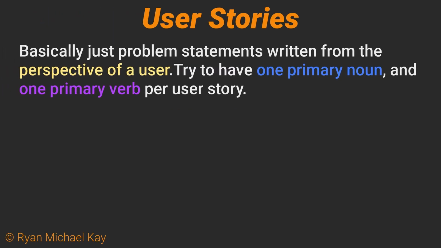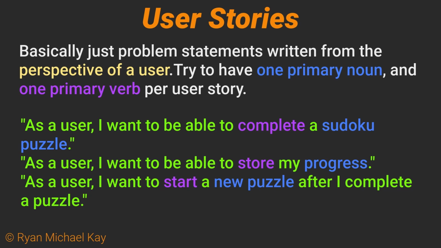User stories are essentially problem statements, but you write them from the perspective of your users. It is important to apply separation of concerns with each story. Each story should concern one primary noun and one primary verb. To take the Sudoku app as an example once more, as a user, I want to be able to complete a Sudoku puzzle. As a user, I want to be able to store my progress. As a user, I want to start a new puzzle after I complete a puzzle. Afterwards, you will follow a similar process of considering the nouns and verbs.